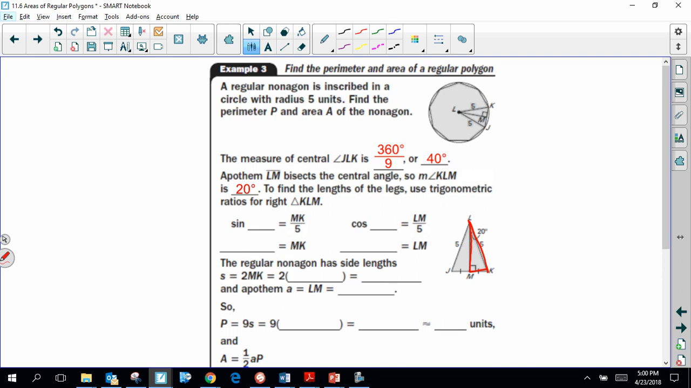So we're going to be finding the measurements of side MK by saying the sine of 20 is equal to the opposite side over the hypotenuse, so MK over 5. So simplifying for MK, that gives us MK is equal to 5 times the sine of 20, and for LM, that's the adjacent side of the angle, that's the apothem. So we're going to say cosine of 20 is equal to LM over 5, so that gives us the apothem to be 5 times cosine of 20.